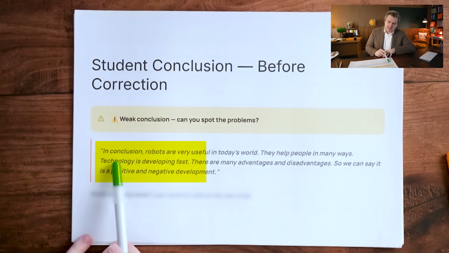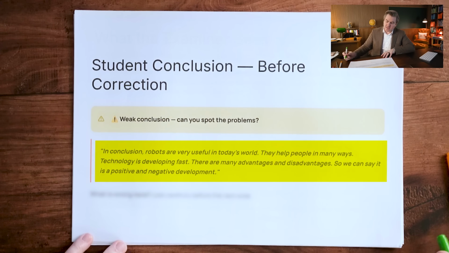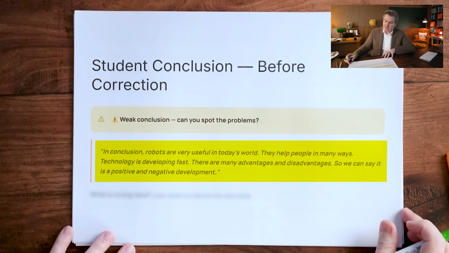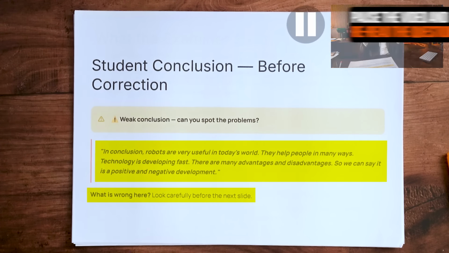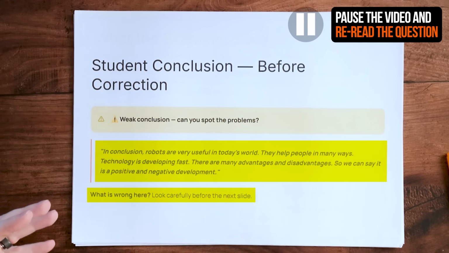So they said, in conclusion, robots are very useful in today's world. They help people in many ways. Technology is developing fast. There are many advantages and disadvantages. So we can say it is a positive and negative development. So what is wrong here? Pause, have a think about it. Is this actually doing what we said that you should do?